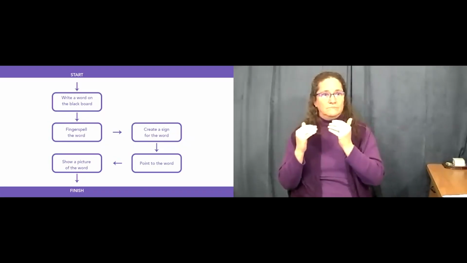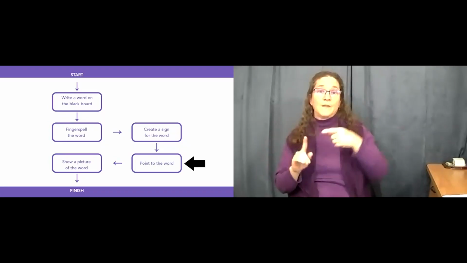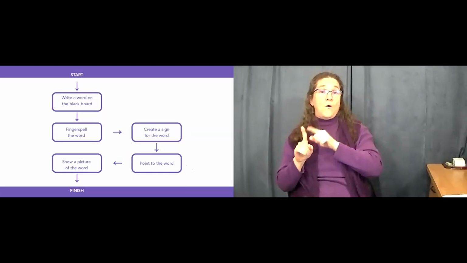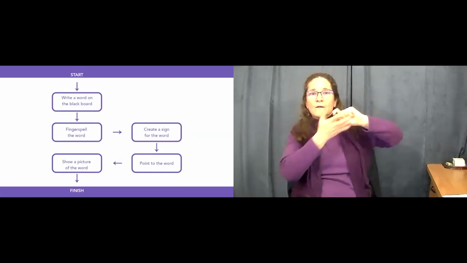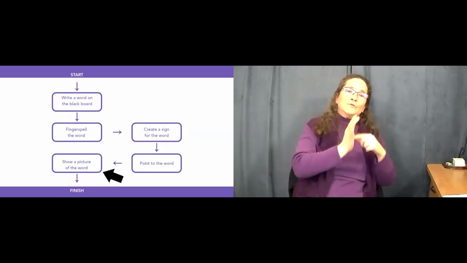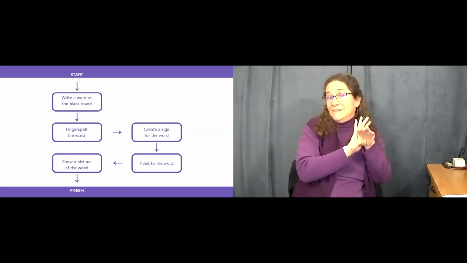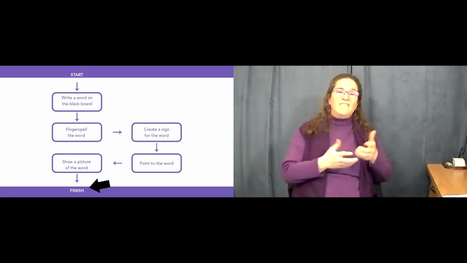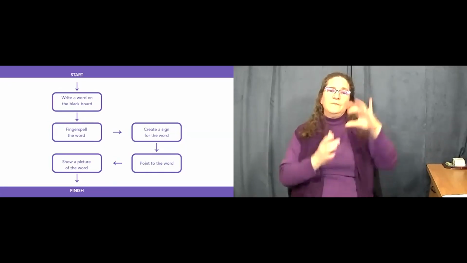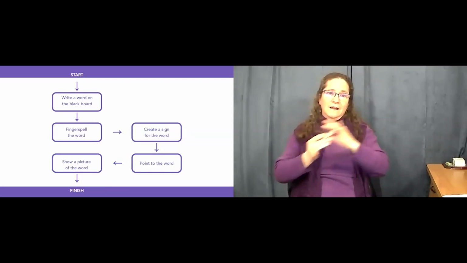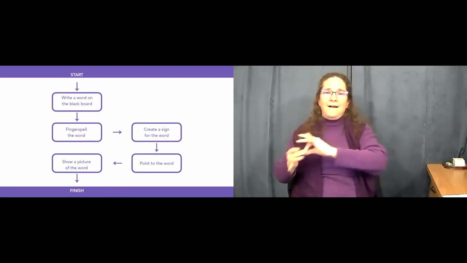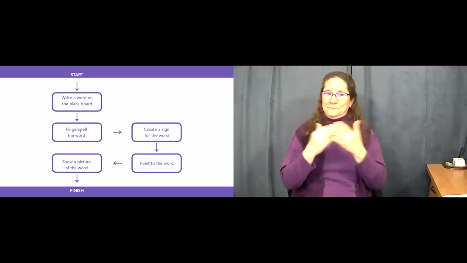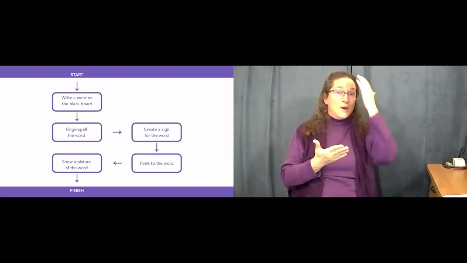Looking down, there's another box that says point to the word. You want to continually go back to the printed form of the word. And then show a picture of the word when that's possible, and it could even be a video clip. And then ultimately you end at the bottom of the graphic where it says finish. So you can start at the top or you can start at the bottom and work your way back. That's the nice thing about being able to chain regardless of which direction you're going, but know what chain your student needs.